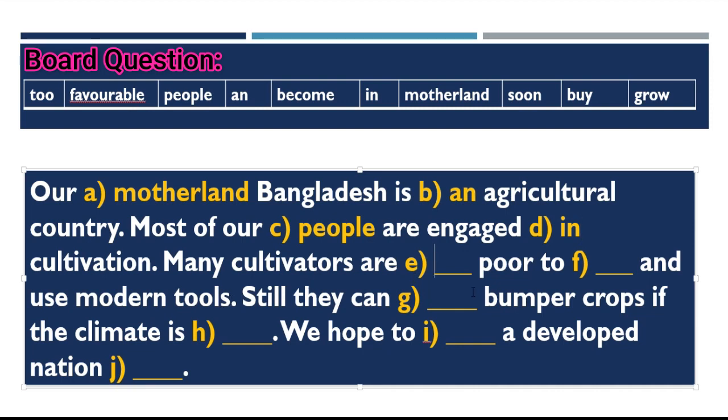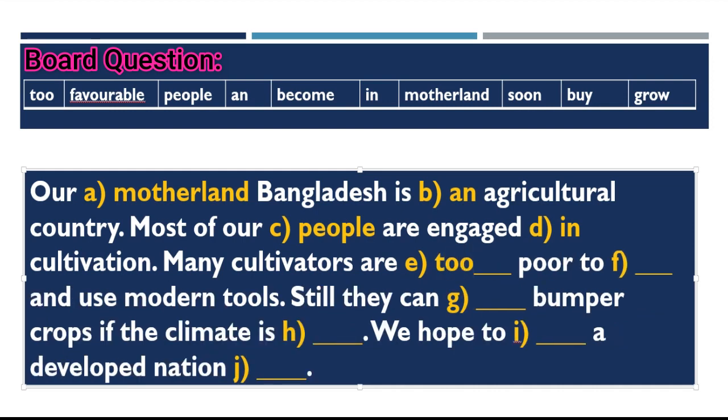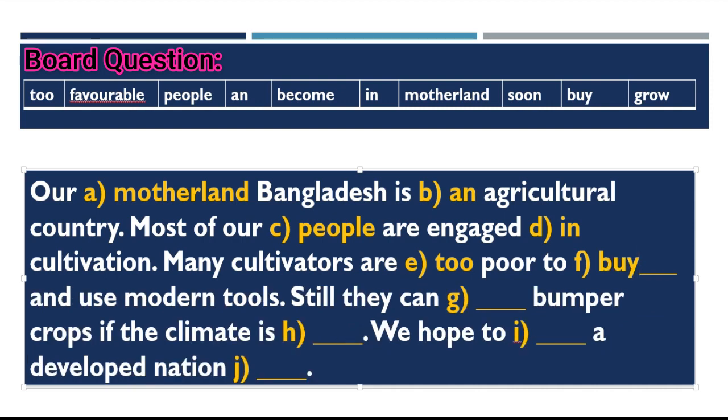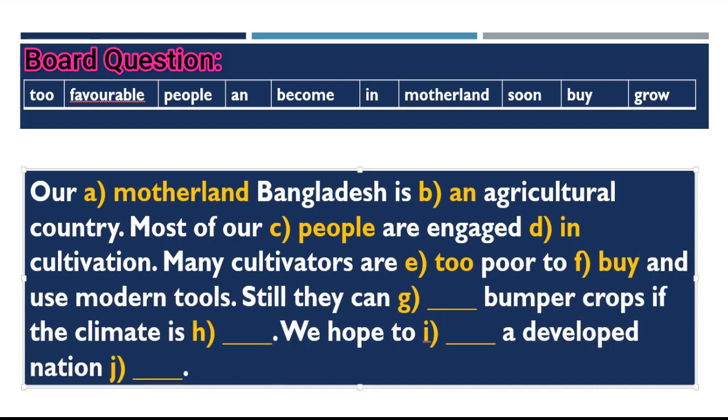The sense of the sentence is important. We can use "to" here, the adverb "too": too poor to... and we know that after "to" we have to use the base form of a verb, and it can be "buy": too poor to buy and use modern tools.